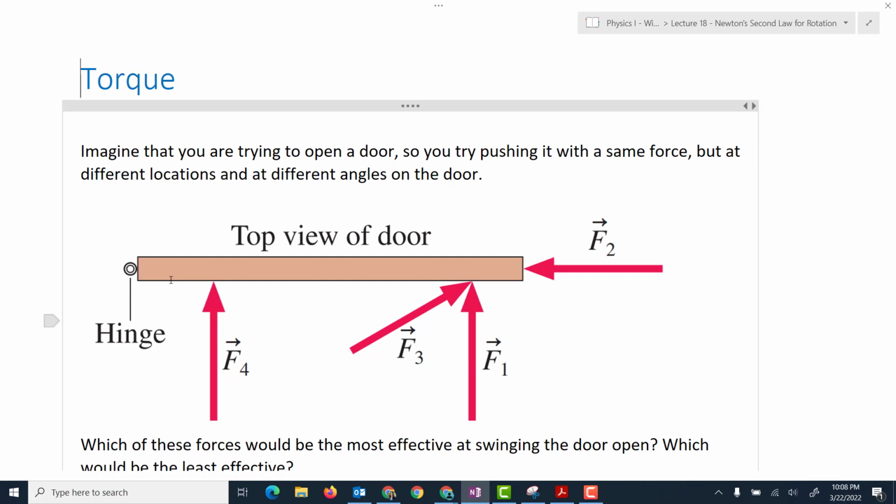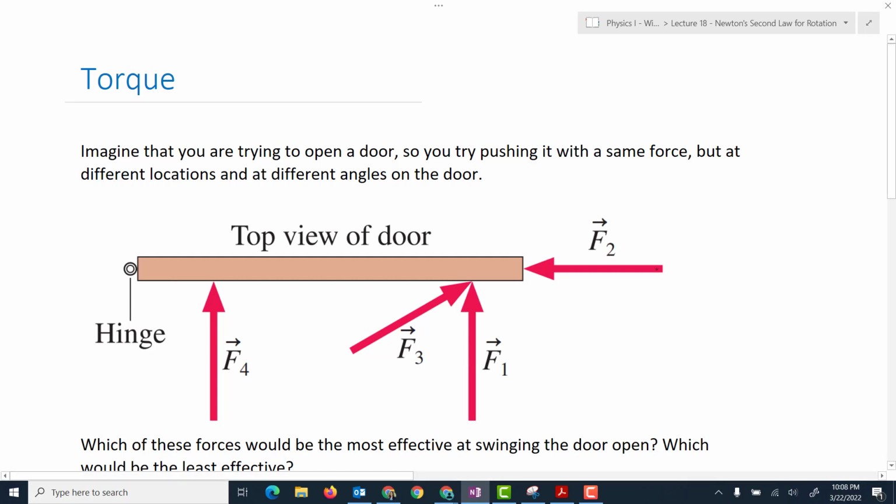So first of all, you're looking down at the door, you push with a force, let's say this force over here, F2. Is that going to cause the door to swing in any way, open or closed? No, not at all, because you're pushing it in the direction towards its hinge, so it's not causing it to move or rotate at all.